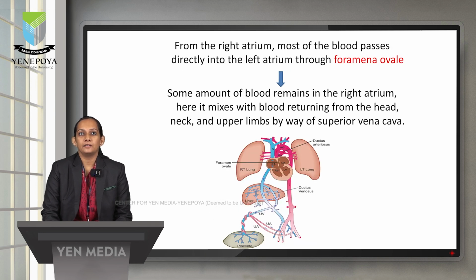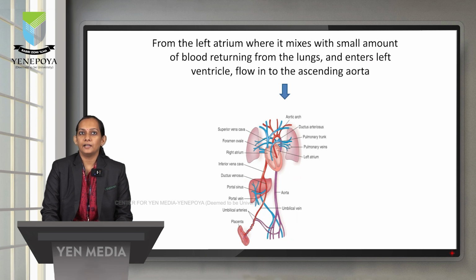From the right atrium, most of the blood passes directly into the left atrium through the foramen ovale. Some blood which remains in the right atrium mixes with the blood returning from the head, neck and upper limbs by way of the superior vena cava. In the left atrium, it mixes with a small amount of blood returning from the lungs, enters the left ventricle and flows into the ascending aorta.